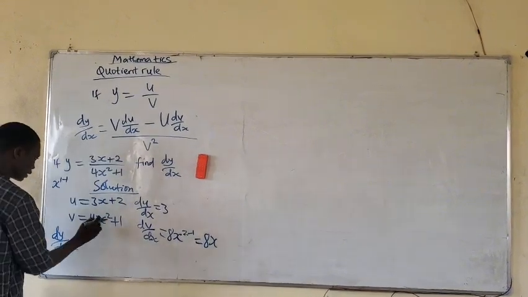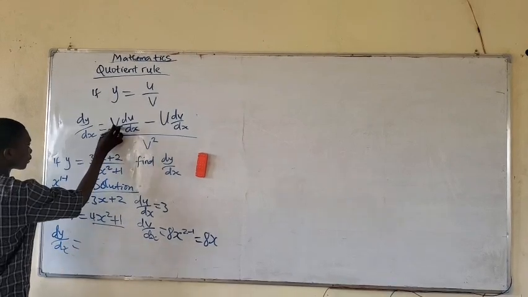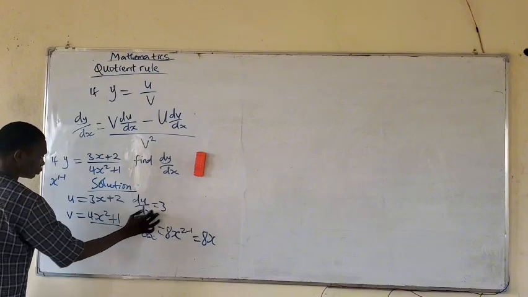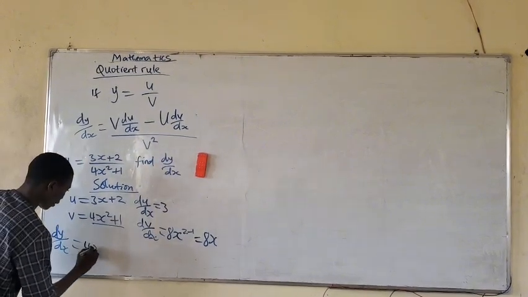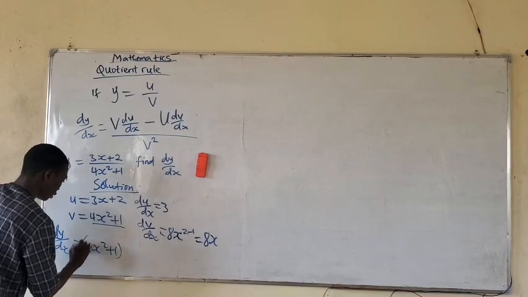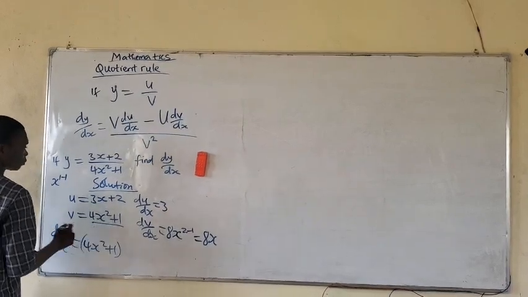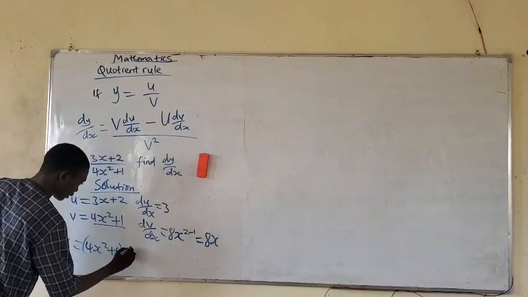What is v? This is v. V equals this, so you keep v constant. You have already differentiated u, which gives u dx. So let's write 4x squared plus 1, which is the value of v, and multiply by u dx. What is u dx? It is 3. Multiply by 3.